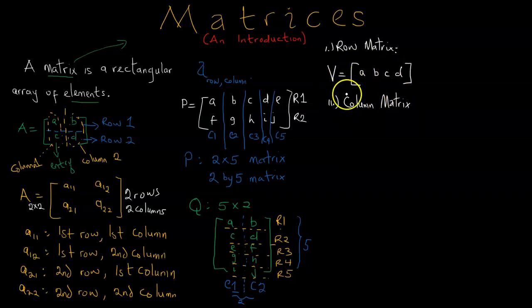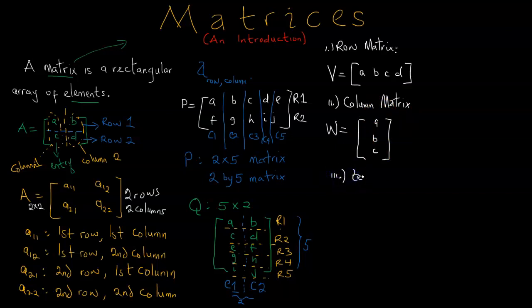Unlike V, which is a row matrix, if a matrix, say W, is a column matrix, then W is going to look like this: A, B, C. So we can see that all of the elements here are on a single column.